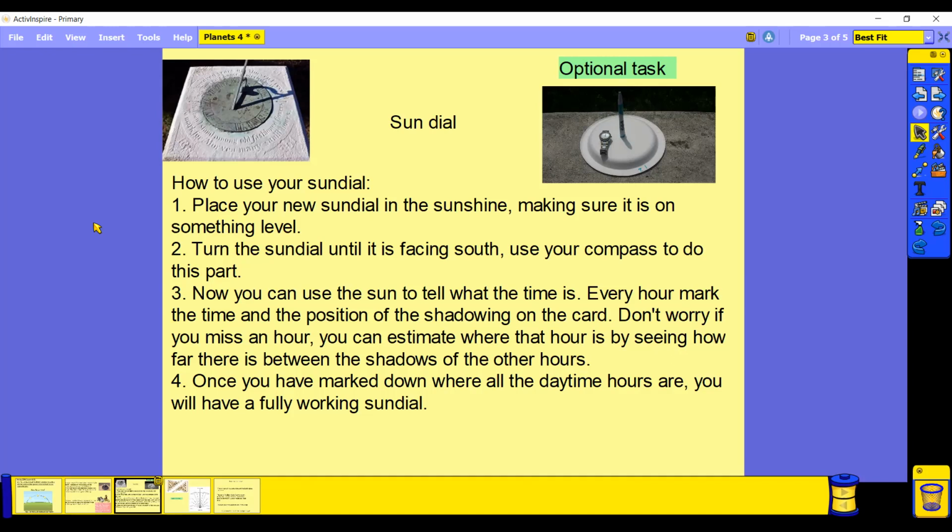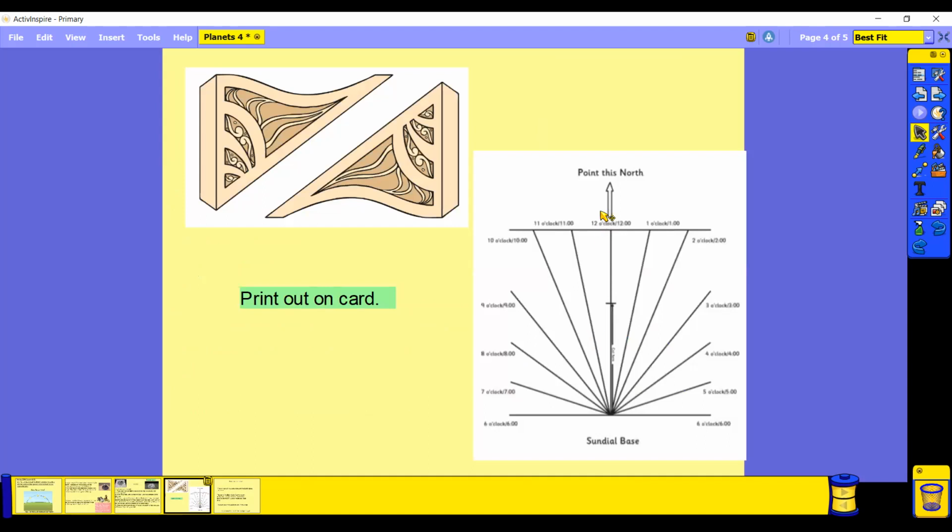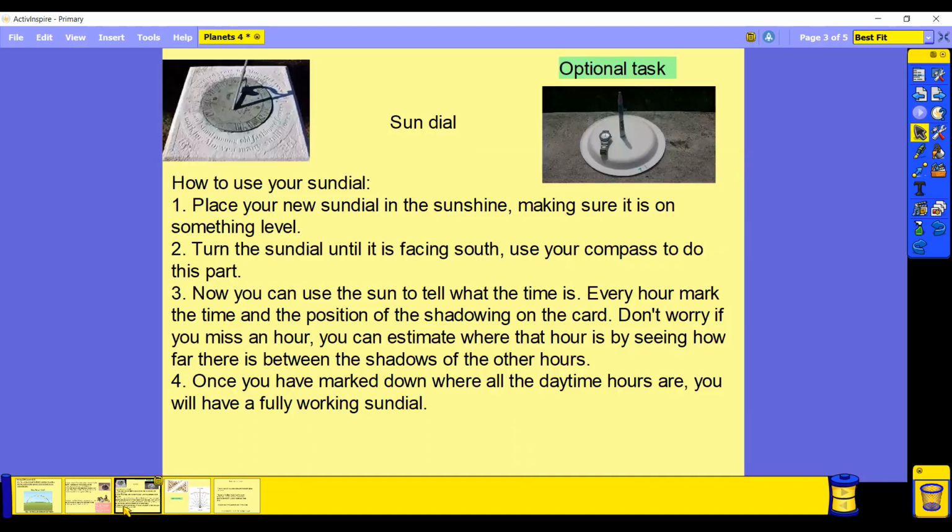If you've not got a compass handy, smartphones actually have a compass on them, so you can use that. Or if you're using the worksheet that I've given you, it says to point this section north. That's fine. So you can either point it south or north. Obviously, they're opposites.